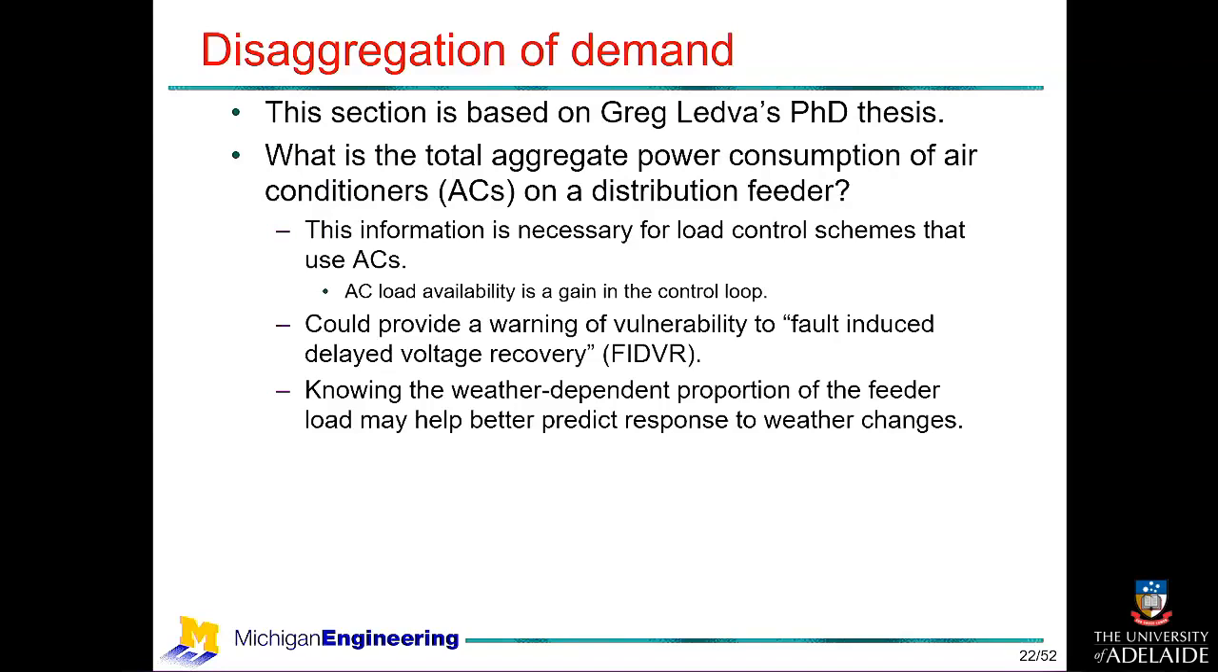The other sorts of things that you could do with this, in the US at least, there's this issue called fault-induced delayed voltage recovery that happens because most of the residential air conditioners are single-phase induction motors that are prone to stalling, and when they stall, they kind of lock out and there's some issues that arise. So you could use these ideas to, again, estimate the amount of air conditioning load and look for vulnerability to this FIDVR stuff. You could use these same ideas, I think, if you wanted to disaggregate rooftop solar from the demand on the feeder as well.